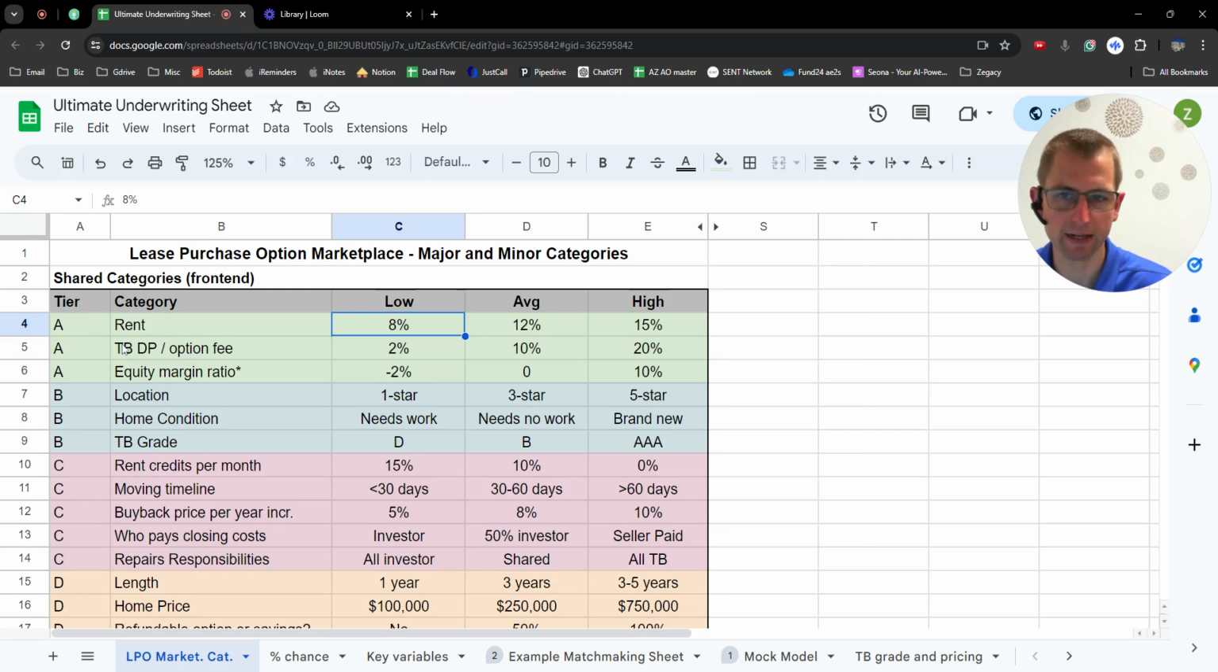As far as what the tenant buyer is putting down for an option fee, the minimum is usually 2%, average might be 10%, and the high might be 20%, as a commitment to buy the home.